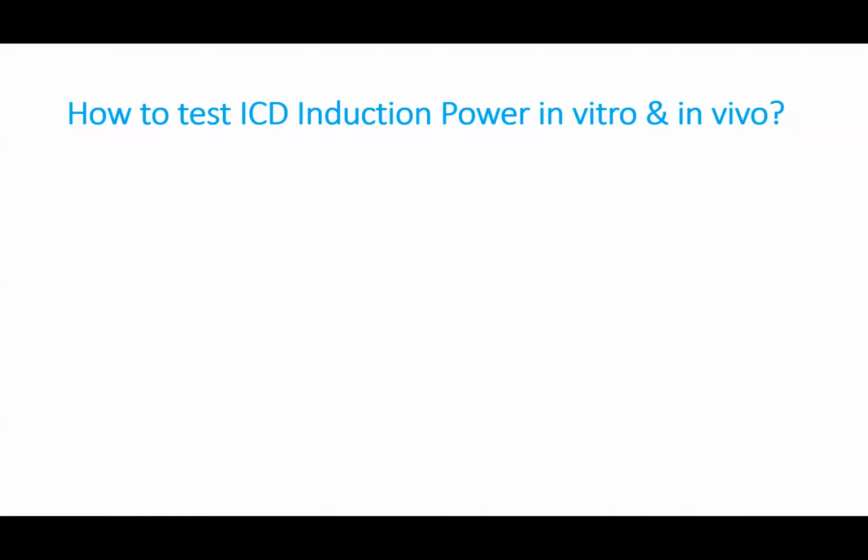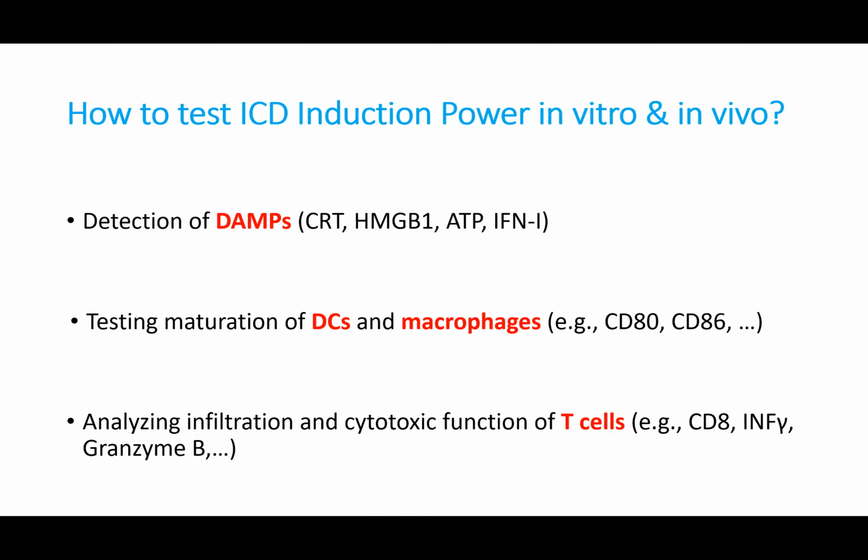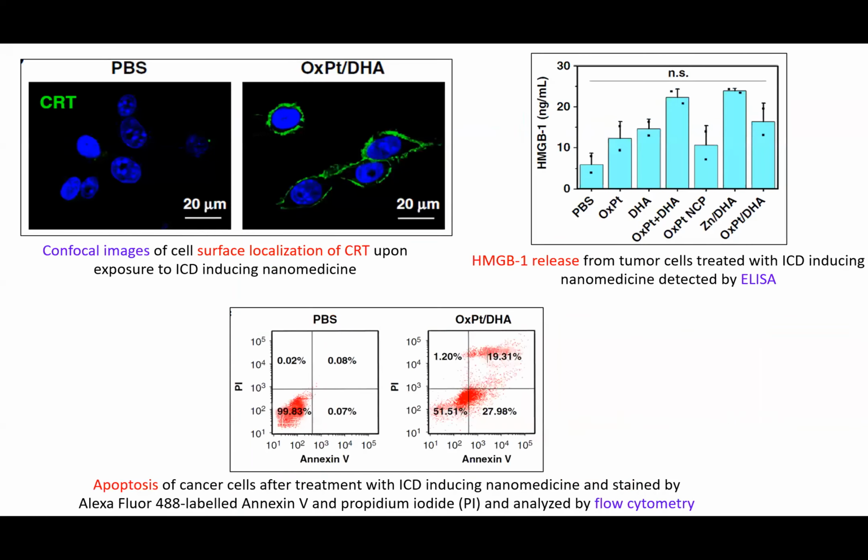Finally, how to test the immunogenic cell death induction power of your nanomedicine, both in vitro and in vivo. We can analyze the detection of DAMPs: calreticulin surface exposure, release of HMGB1, ATP, interferon-1. We can also test the maturation and activation of dendritic cells and the macrophages. And finally, we can analyze the infiltration and the cytotoxic function of T cells infiltrating into the tumor.